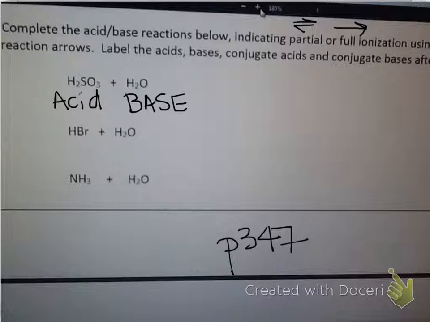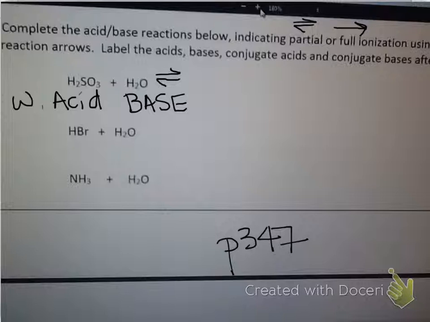Okay, so sulfuric acid reacts with water. Now, what type of acid is sulfuric acid? On your chart, H2SO3 is found on the weak electrolyte side of the chart on page 347. So we know that this is a weak acid. Why is that important? Well, weak acids are weak electrolytes, and they only partially ionize in water. So we're going to use a partial ionization or an equilibrium arrow. This reaction will occur, but the reverse reaction will occur as well. We won't get complete ionization.